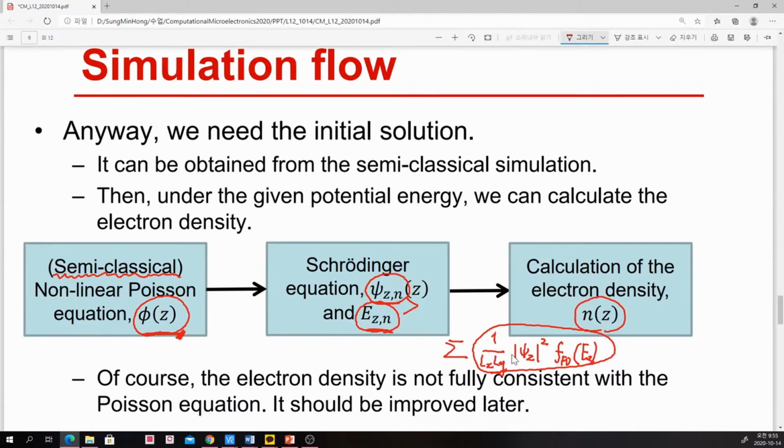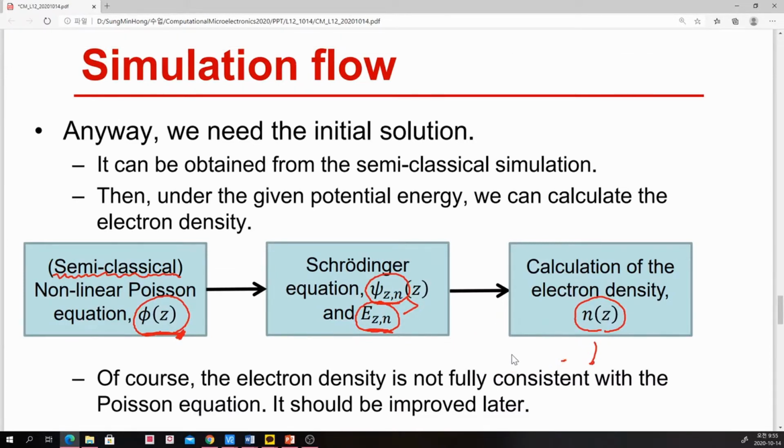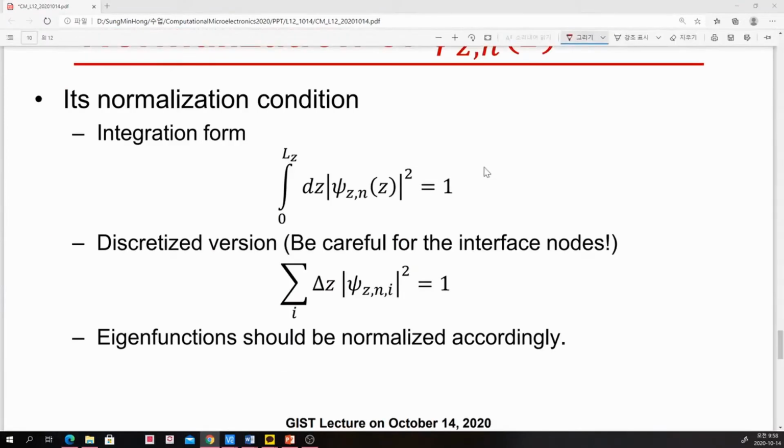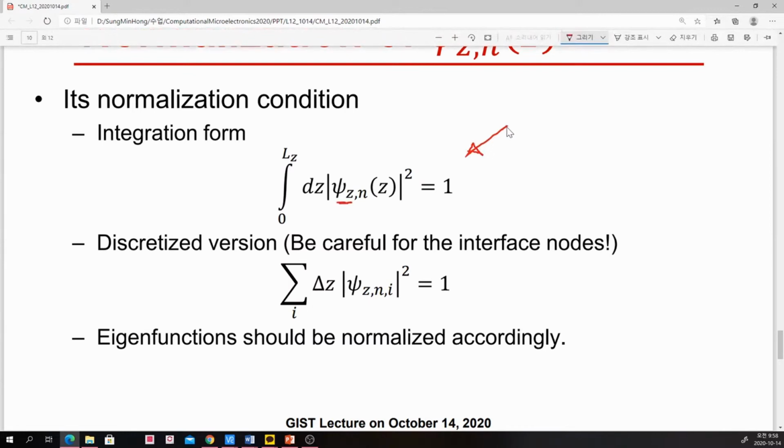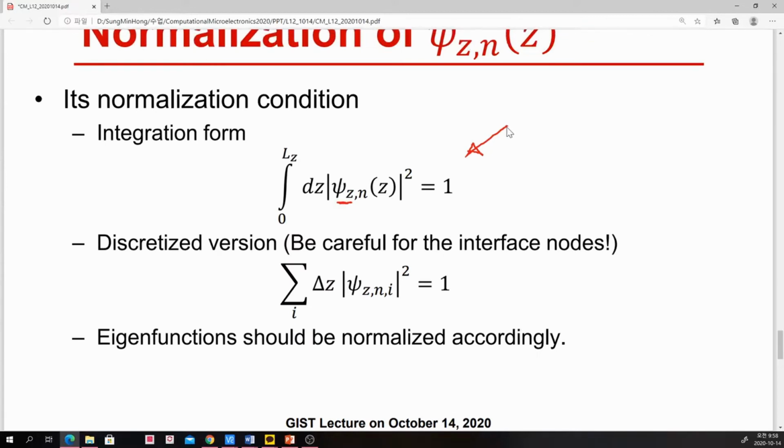Of course, you have to make a summation over different subbands. By performing this summation, you will get the electron density, and this electron density will be used later to update your electrostatic potential. In order to validate our old discussion, we have to keep in mind that our z-directional wave function should be normalized in this way. This is the basic assumption to validate our interpretation of a wave function as a PDF function.